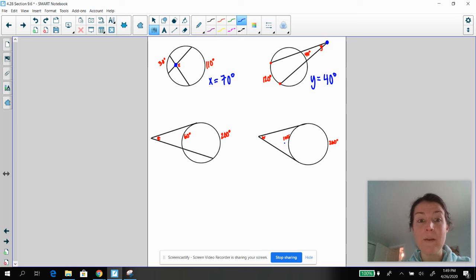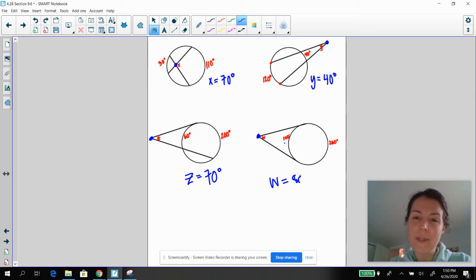All right, what about this one? The vertex is still outside the circle. Even though this is a tangent and a secant here, don't worry about it. So 200 minus 60 is 140, and 140 divided by 2 is 70. So we get Z equals 70 degrees. And then here, last one, the vertex is still outside the circle. So 260 minus 100 is 160, and 160 divided by 2 is 80. So I know that W is going to be 80 degrees.